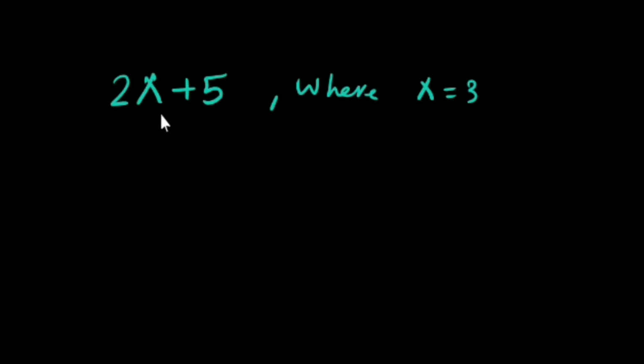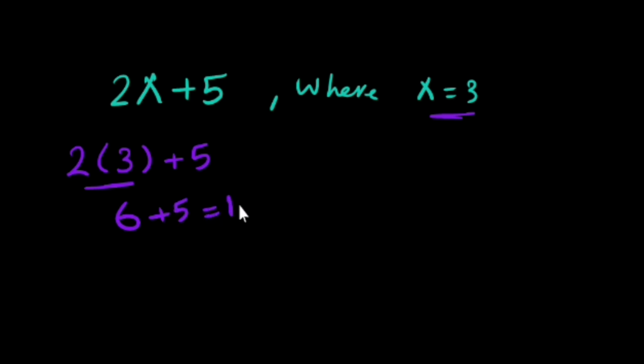So let's take another example. Okay, so this problem now, 2x plus 5, where x equals 3. I know the value of something. Okay, so 2 times something, and this something value is 3, plus 5. Okay, so 2 times 3 is 6 plus 5. Yeah, it's 11. This is the value of this expression.